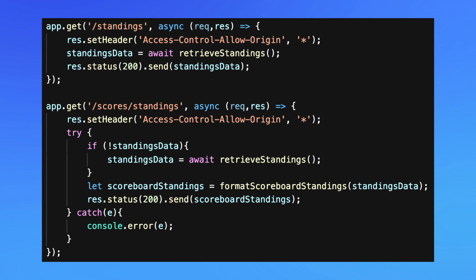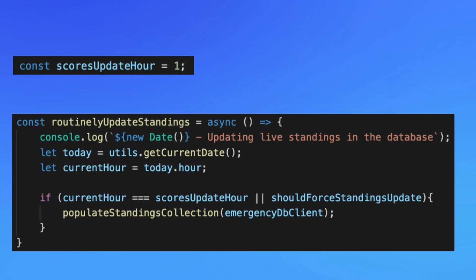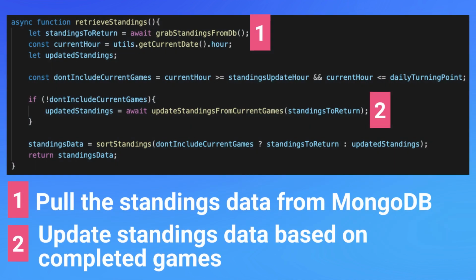Have you been able to find the mistake? The bug is caused by the null check for the standings data object. Let me explain. The standings data in the database is updated every night at 1 AM Pacific Standard Time. In order to always have updated standings, I pull this data from the database and use this function to update the standings, factoring in games that have already finished on the current date.